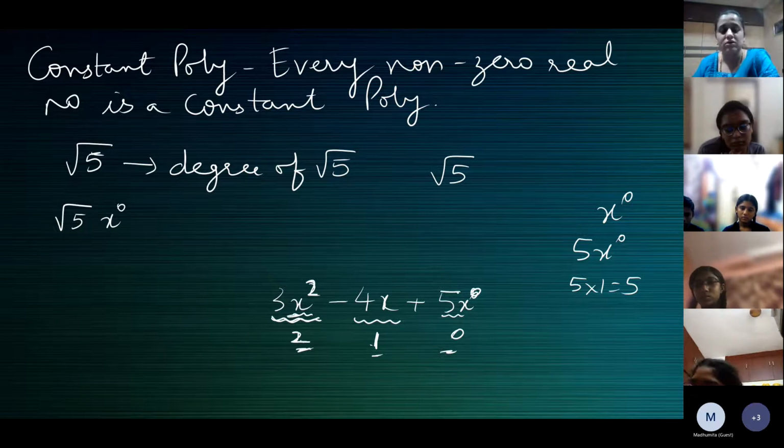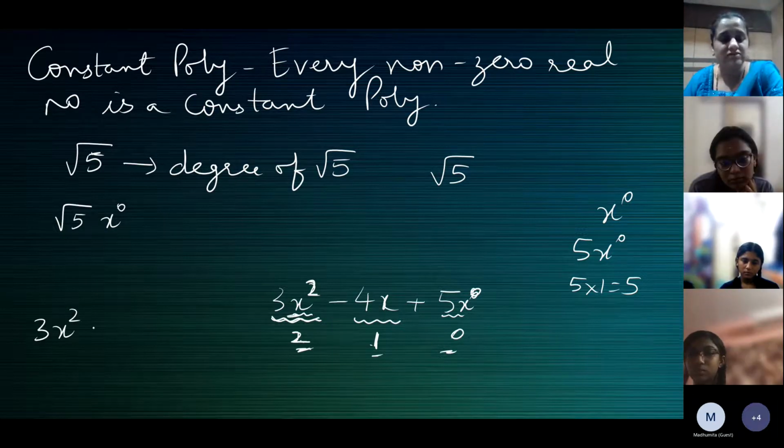And if you want to classify it based on the number of terms it has, it's a trinomial. If you want to classify the same polynomial based on the number of terms, it's a trinomial: 1, 2, 3. Based on degree, it is a quadratic polynomial.